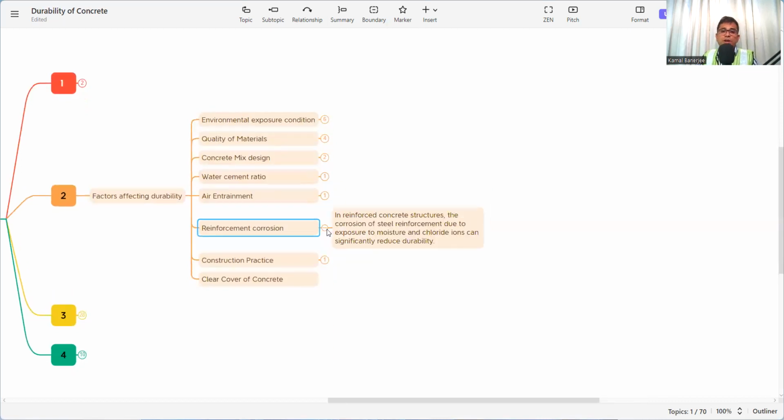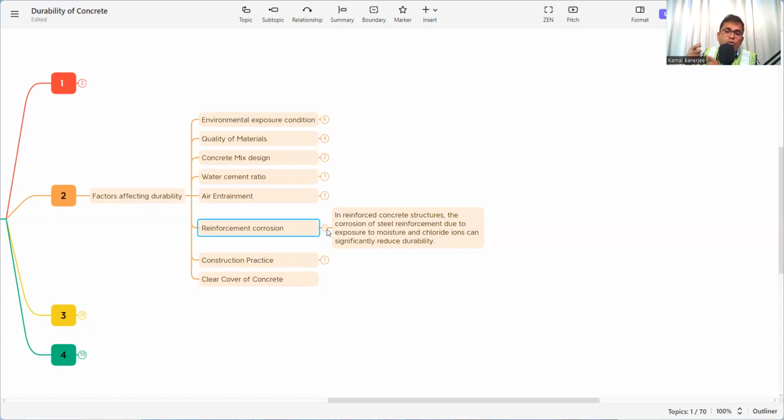Then the reinforcement corrosion. The corrosion of steel reinforcement due to exposure to moisture and chloride ions can significantly reduce durability. Why? Corrosion is a chemical reaction with the chloride ion and the water, with the steel acting as cathode and anode. Whenever it reacts, the volume of the bar expands, stress is developed, and due to the stress the concrete structure can break. So reinforcement corrosion is also a factor for durability.